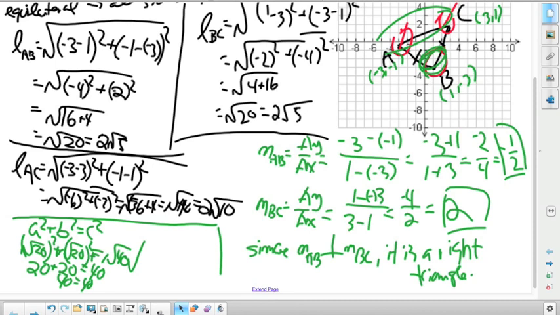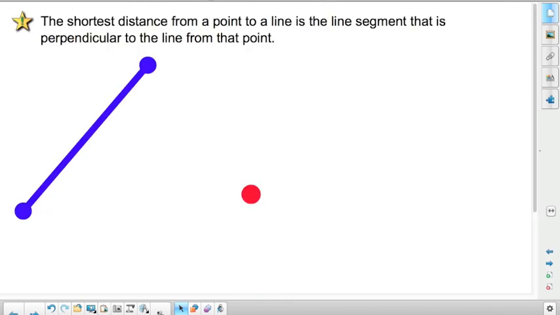Okay? So that's another thing that we start doing, is verifying shapes with analytical geometry. Length of a line, slopes, midpoints, perpendicular bisectors, all that stuff will be used to verify shapes. There's one key point I want to make in today's lesson.